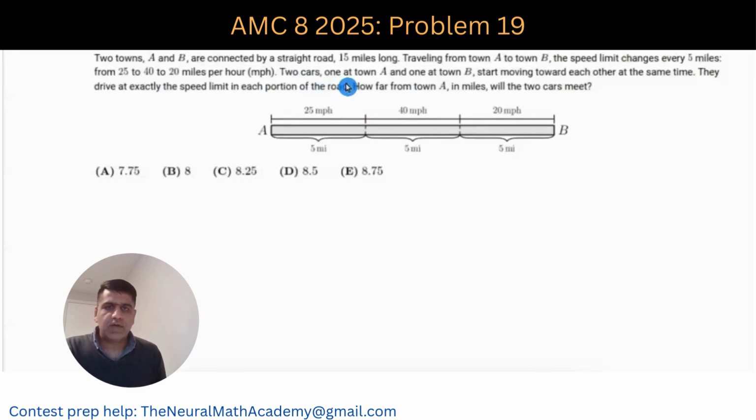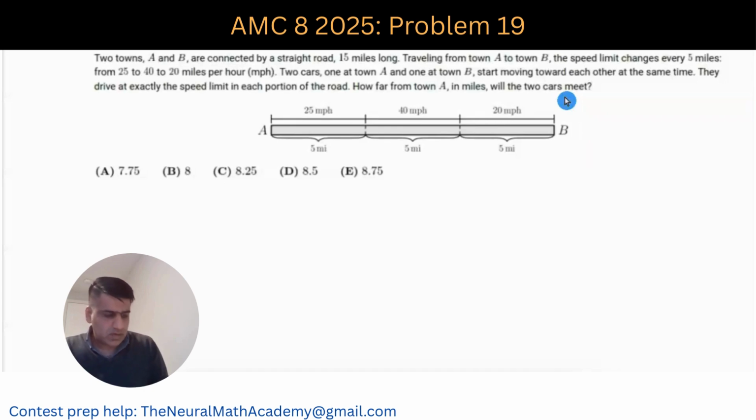Two cars, one at town A and one at town B, start moving toward each other at the same time. They drive at exactly the speed limit in each portion of the road. How far from town A will the two cars meet?